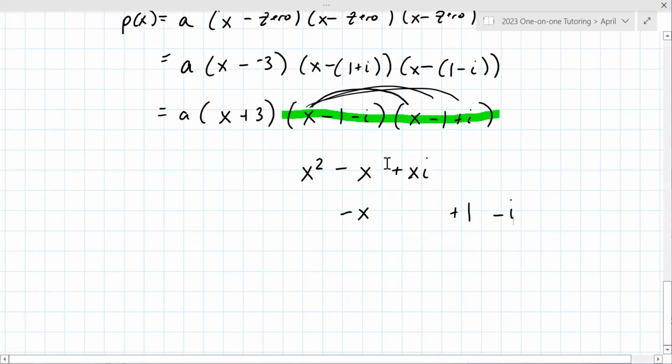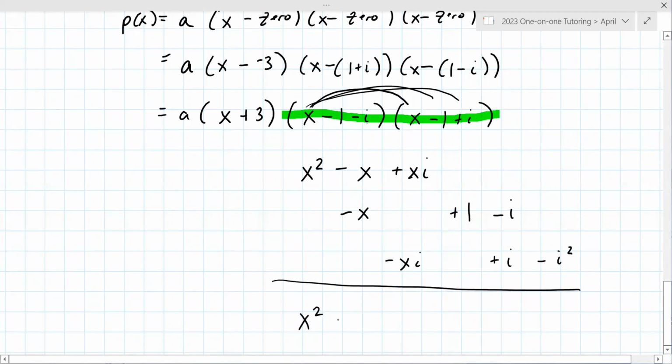And then we're going to do the same thing for the minus i here: minus i times x is minus xi. Minus i times minus 1 is plus i. Minus i times plus i is minus i squared. Maybe this looks disconnected, but if you add vertically, you can see that you get a bunch of cancellations. The xi cancels with the minus xi, the minus i cancels the i. So you have plus 1 minus i squared.